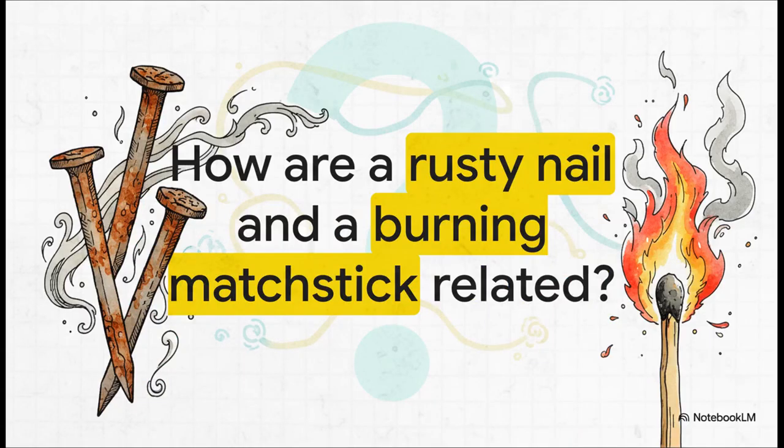Think about it for a second. A rusty nail and a burning match. On the surface, they seem like total opposites, right? One is this really slow, silent process, and the other is super fast and bright. But believe it or not, they are both playing by the exact same set of rules. And by the end of this, you're going to see exactly how they're connected.